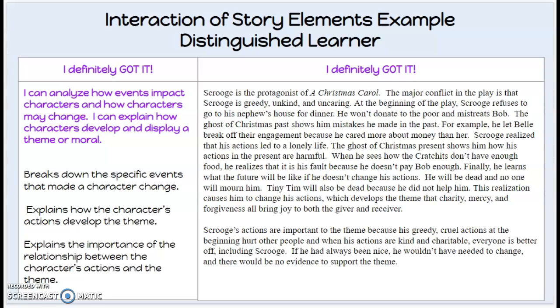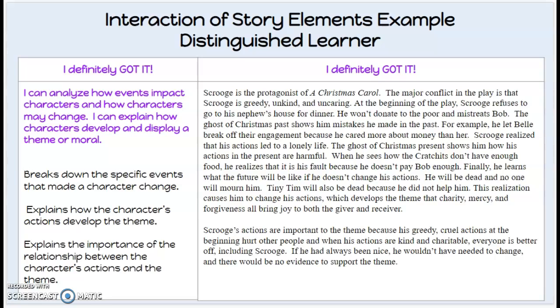Okay, students, on this slide, we have an example of a distinguished learner level writing. Obviously, you can see that this writing is a little bit longer than the previous three. Don't get worried. Remember that A Christmas Carol is a very long story. It has lots of information about Scrooge. It includes his entire life for the most part. So it offers more experiences and examples than How Odin Lost His Eye does.